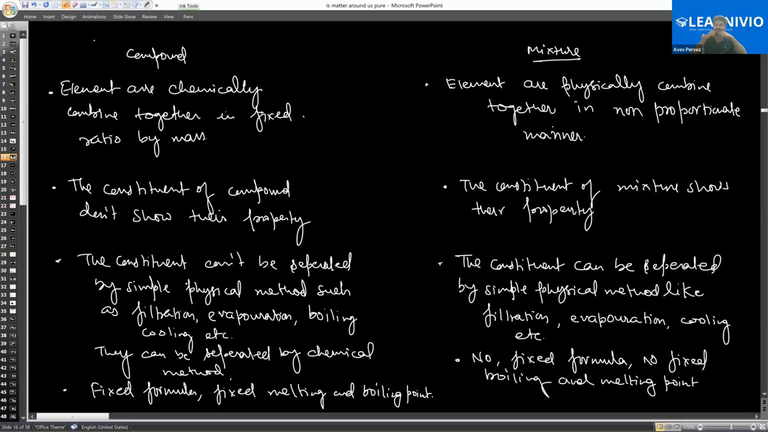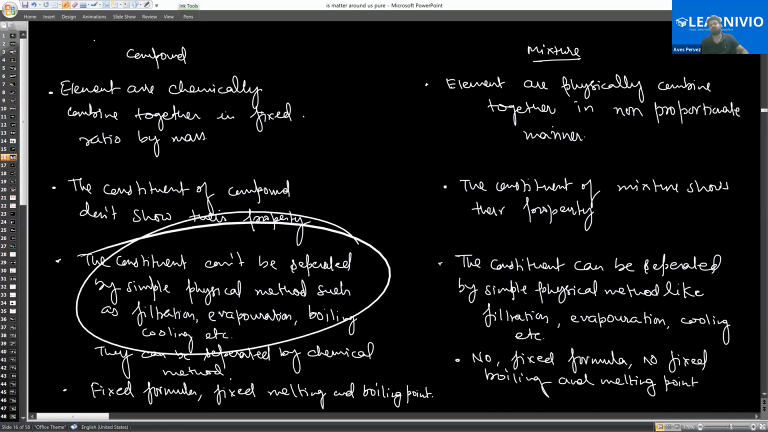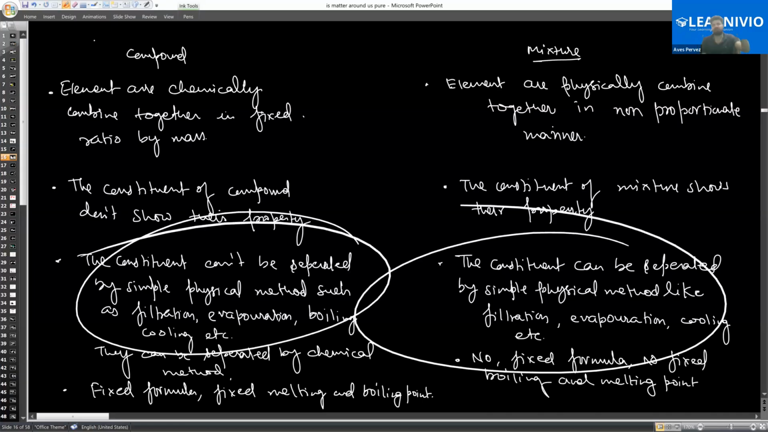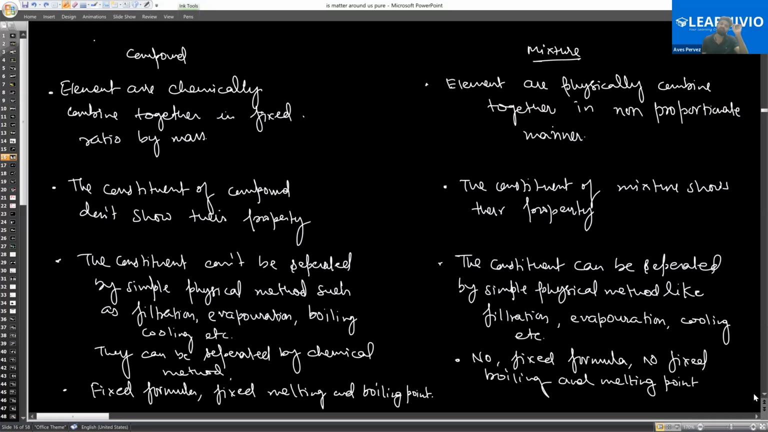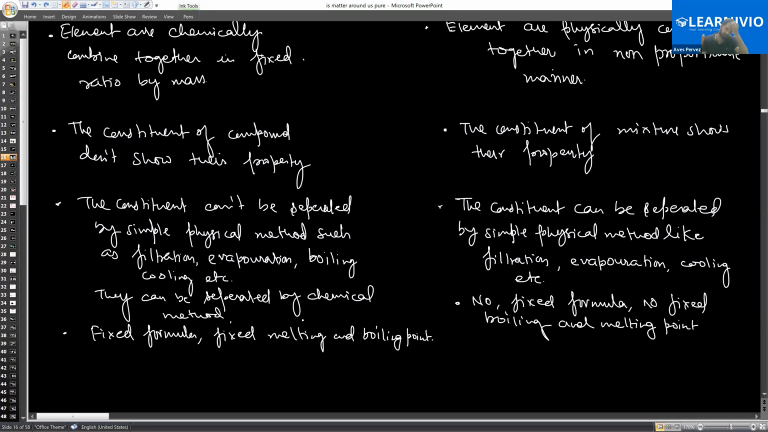Understood? So these are the physical methods. The compound cannot be separated by these. However, the mixture can be separated. Understood? A compound has a fixed formula, fixed melting point, fixed boiling point. A mixture has a fixed formula, but no fixed boiling point.